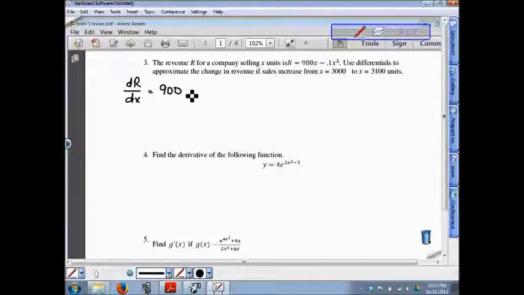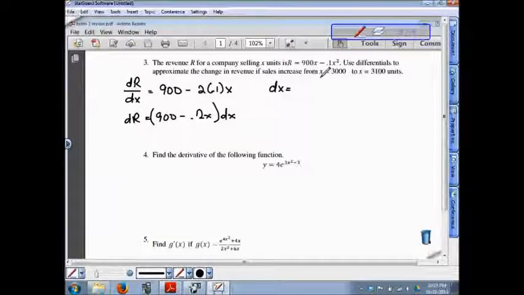And that's going to equal 900 minus 2 times 1/10 x, and then dR is equal to 900 minus 0.2x dx.